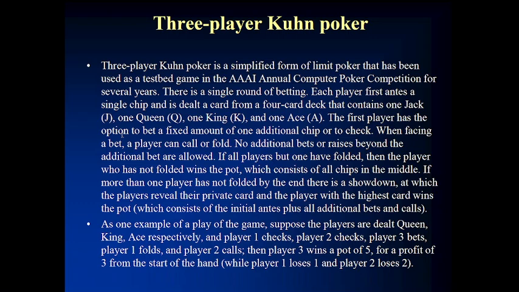The whole pot is going to have 5, the 3 from the antes plus the 1 that player 3 bet plus the 1 that player 2 called. And so there's going to be a profit of 3 for player 3, and player 1 is going to lose their ante of 1, player 2 is going to lose 2, just as an example.